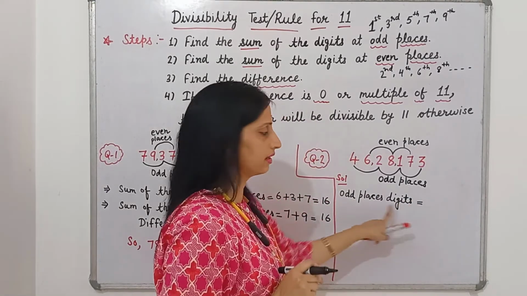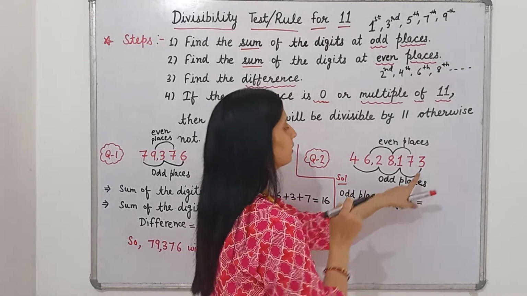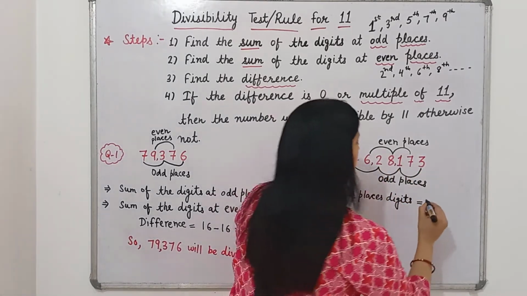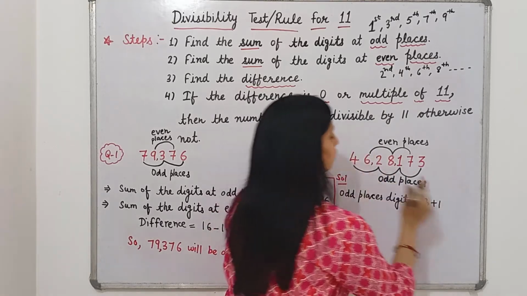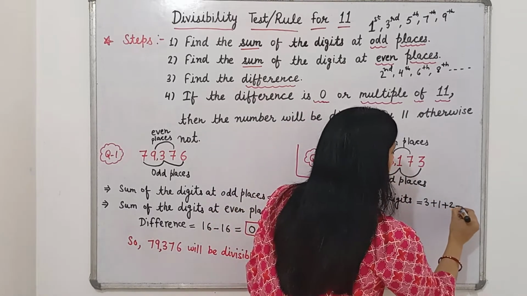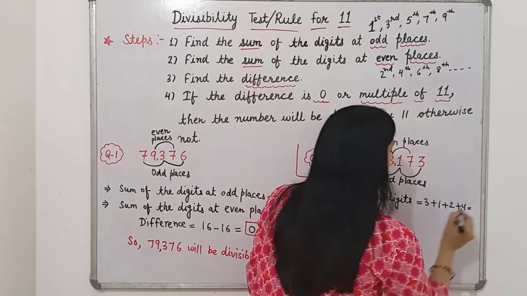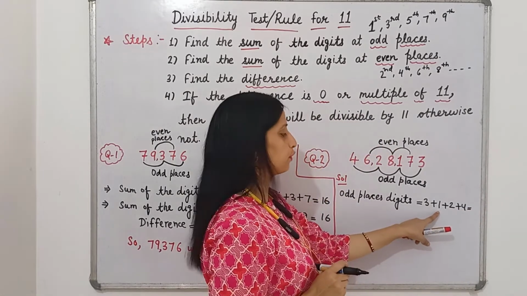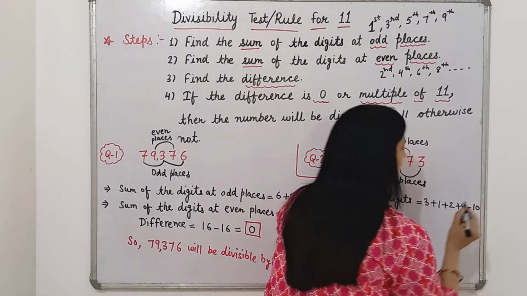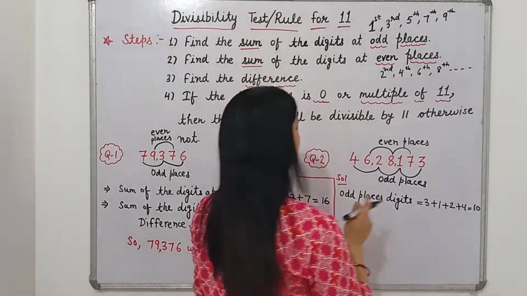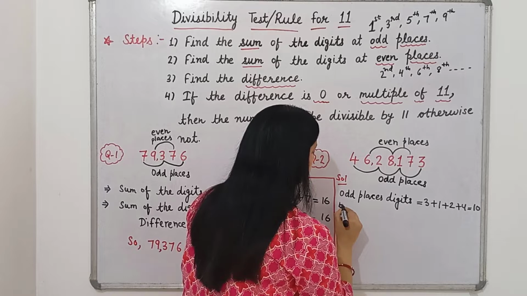Okay. So I have written here in short. So we will write the digits 3 plus 1 plus 2 plus 4. So what will we get? 3 plus 1 is 4, 4 plus 2 is 6 and 6 plus 4 is 10. We got 10 here.